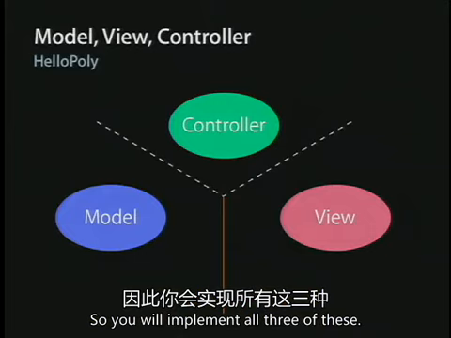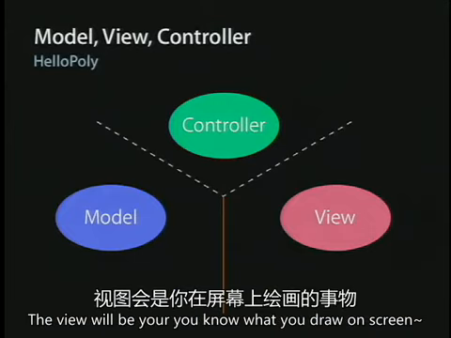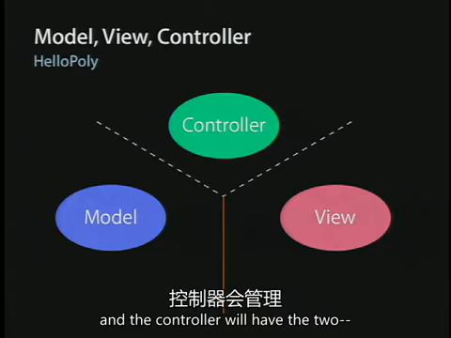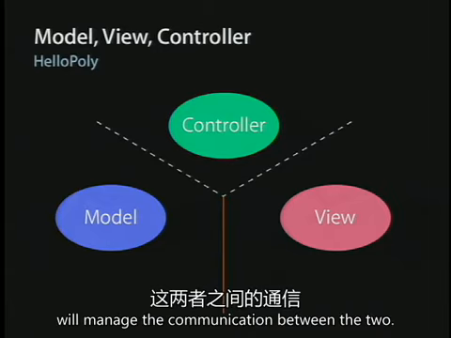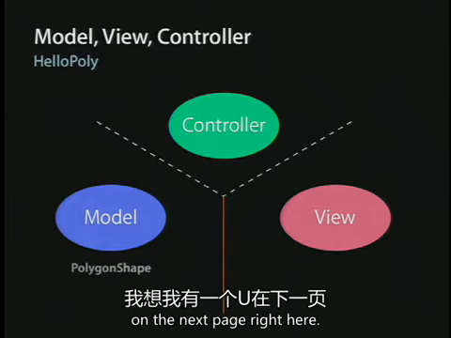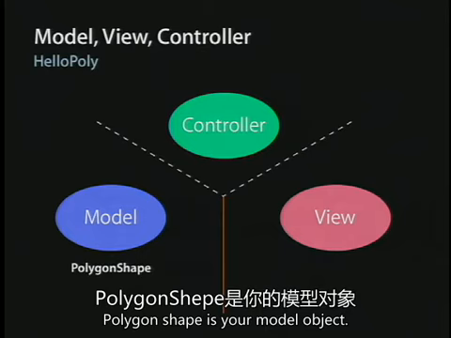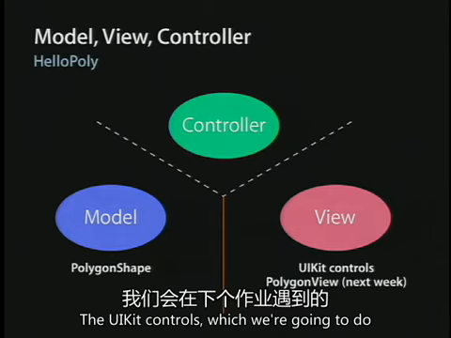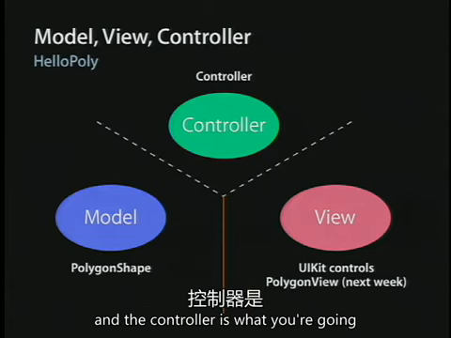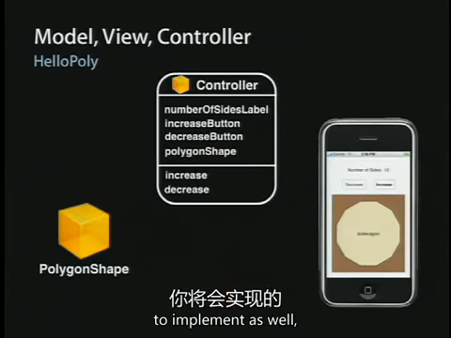So you will implement all three of these. The view will be what you draw on screen. The model will be your polygon object, and the controller will manage the communication between the two. I think I have a UI on the next page. Well, here, polygon shape is your model object. The UI kit controls, which we're going to do in the next assignment, are your view, and the controller is what you're going to implement as well.